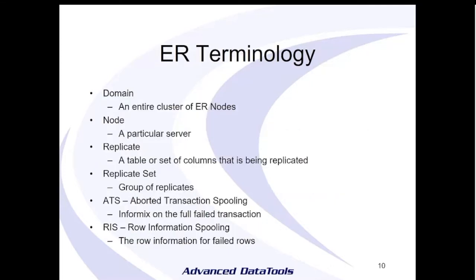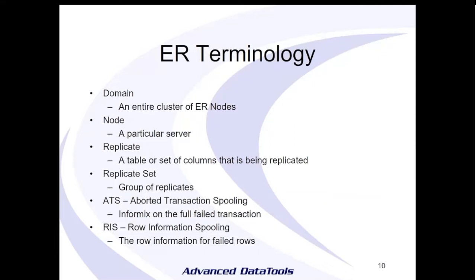So a little bit about terminology, just so when I'm using them, we're all on the same page. An ER domain is just the entire cluster of ER nodes. Every system's generally only on a single domain. So this is a list of basically every server, connection, et cetera, inside of a cluster. A node is a particular server. There's a number of different node types. A replicate is a table or a set of columns that are being replicated.